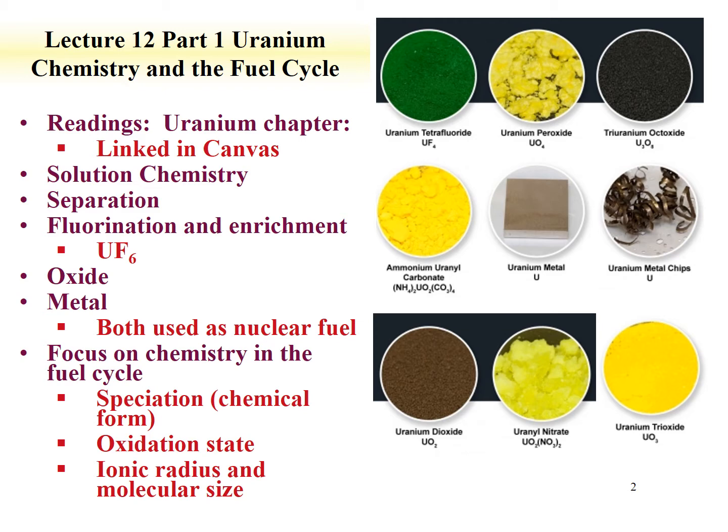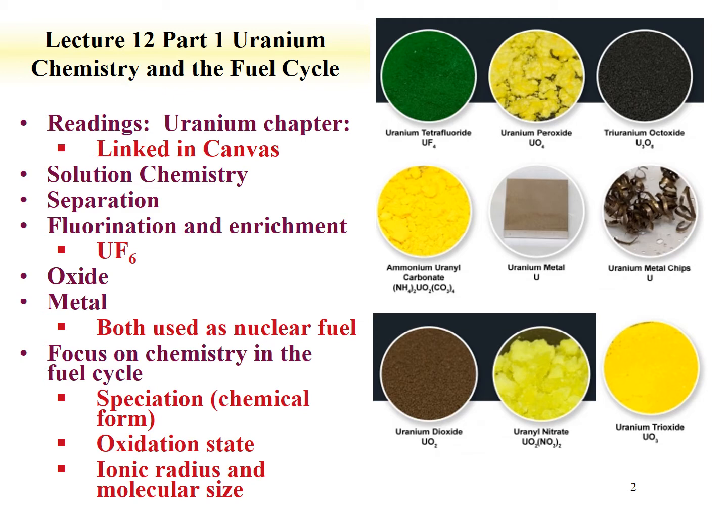And we're going to bring out an understanding of the chemistry of the fuel cycle based upon speciation, what we discussed previously: the chemical form of the uranium, the oxidation state of uranium, that's going to change the chemical behavior. Uranium has multiple oxidation states, as many actinides do. We're also going to talk a little bit about the ionic radius and molecular size and how that plays a role in some of this chemistry.